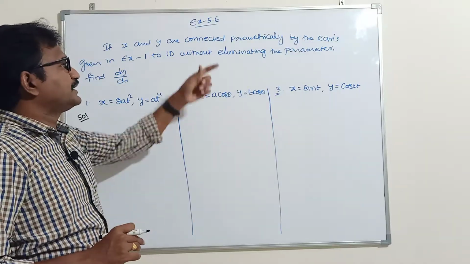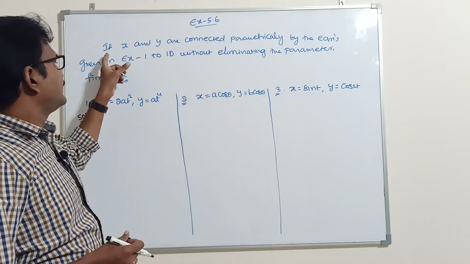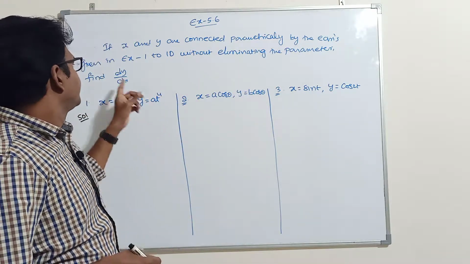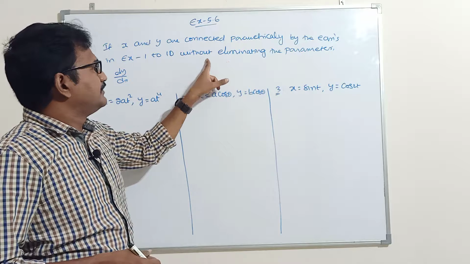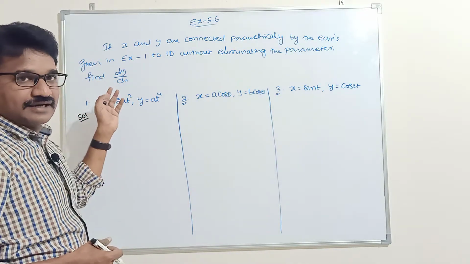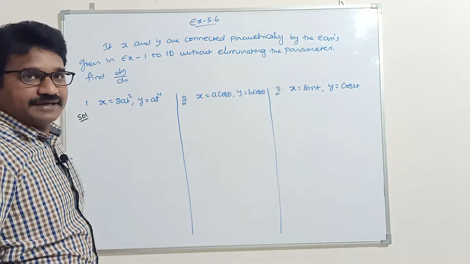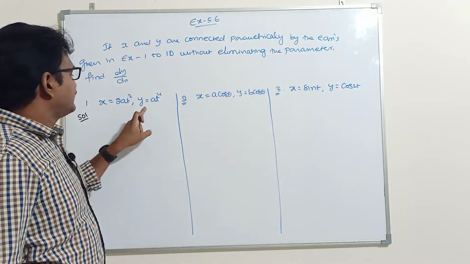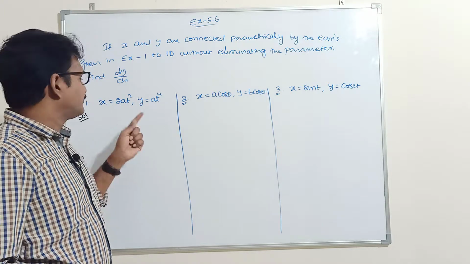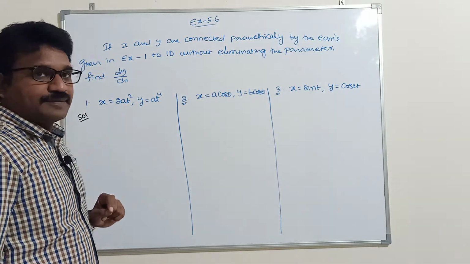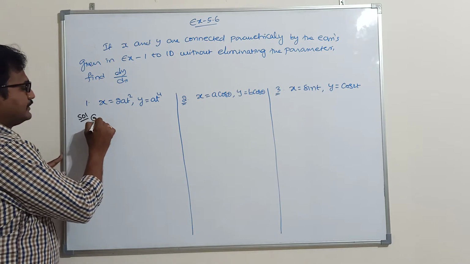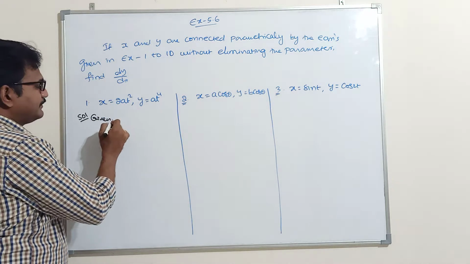Next, if you come to exercise 5.6, find dy by dx if x and y are connected parametrically by the equations given in exercises 1 to 10, without eliminating the parameter. Already I explained how to find dy by dx. Here x and y are connected by the parametric equations 2at square and at power 4. Here t is called the parameter. So first find dx by dt and next find dy by dt.